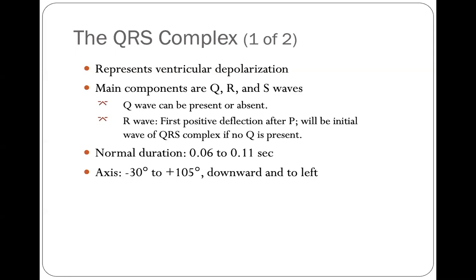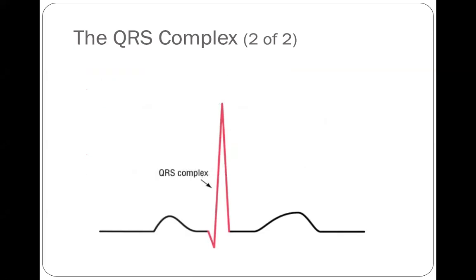Normally the axis is about -30 to 105 degrees. And again, those numbers, although they might not mean a lot now, will mean something to you soon. So just kind of file that away for the moment in this overview. And here's our QRS complex.